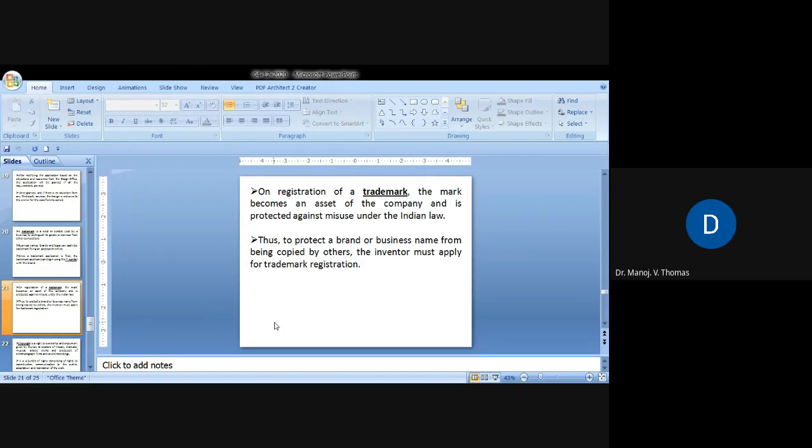So on registration of a trademark, the mark becomes an asset of the company and is protected against misuse under the Indian law. Thus, to protect a brand or business name from being copied by others, the inventor must apply for trademark registration. This TM is appearing everywhere. Every product, everything that you buy or purchase, this TM trademark will be there.